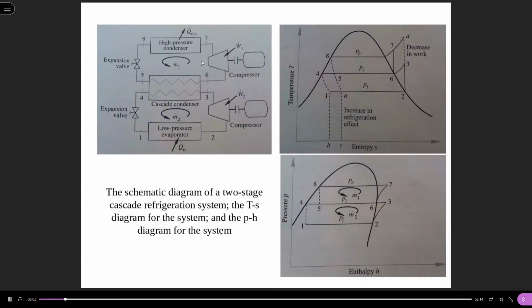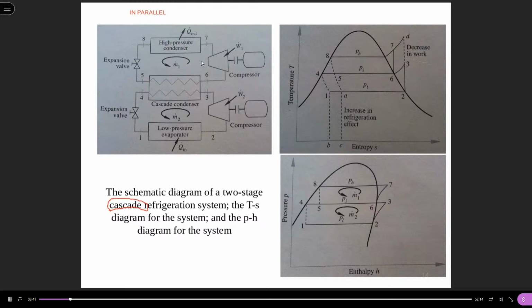Now let's have a look at the cascade refrigeration system. As I have mentioned, if the evaporating temperature is much lower than the condensation temperature, maybe we need multi-stage compressors. The compressors can be connected in series, just like previously introduced, and they also can be connected in parallel. If they are connected in parallel, let's reintroduce.